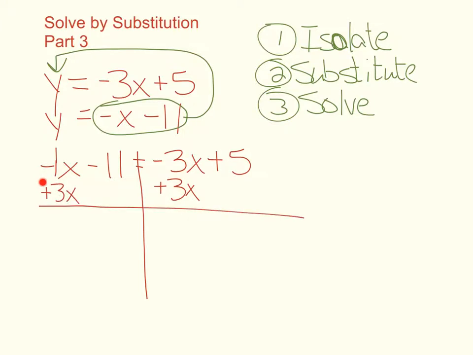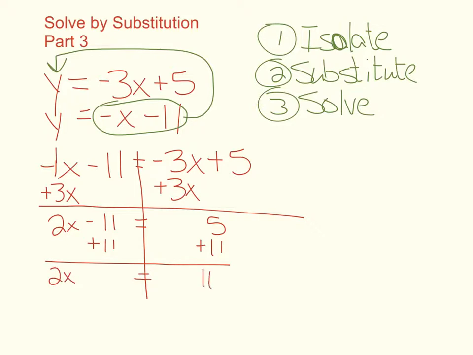I look over here, negative 1 plus 3. That is 2x minus 11 equals 5. Then it's a two-step equation that I can do with no problem whatsoever. I'm going to add 11 to both sides. 2x is 16. Divide both sides by 2. And x is 8. So I solved.